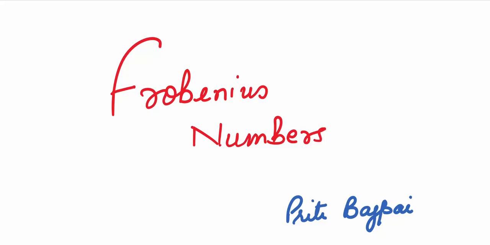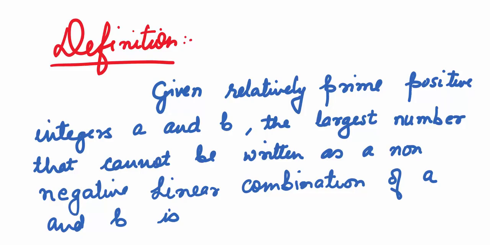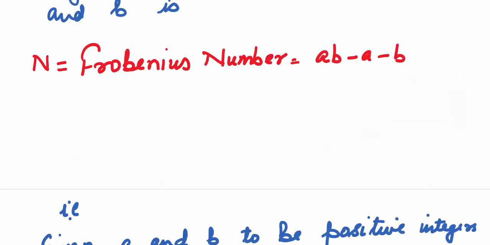Hi everyone, welcome back to a new topic, Frobenius numbers. Let us first define what Frobenius numbers are. Given relatively prime positive integers a and b, the largest number that cannot be written as a non-negative linear combination of a and b is called the Frobenius number. It's given by ab minus a minus b.